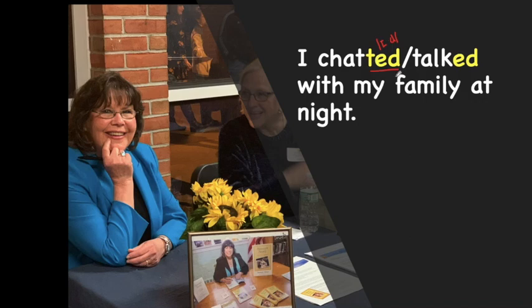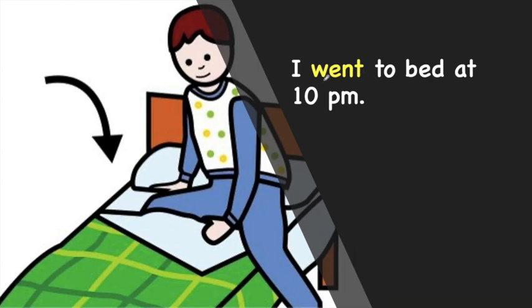Okay? I chatted, talked, again, k and t. So it will become t. When you say it, because k, very soft, so very soft. I talked with my family at night. I chatted with my family at night. I talked with my family at night. You can change, yeah, my family, my brother, my friends, yeah, my best friend. I went again, remember? Go. I went to bed at 10 p.m. Okay, I went to bed at 10 p.m.